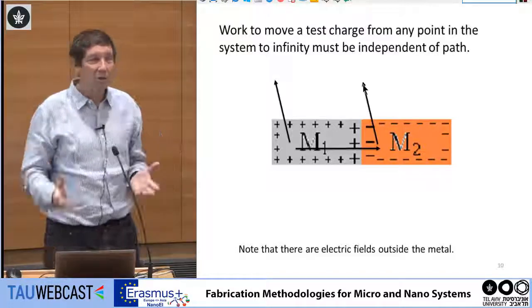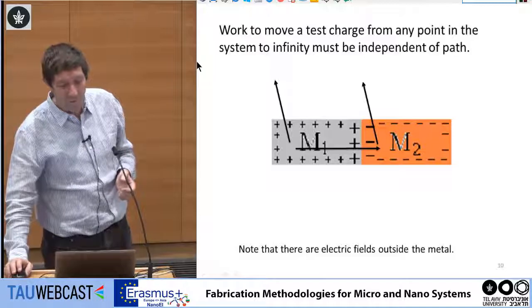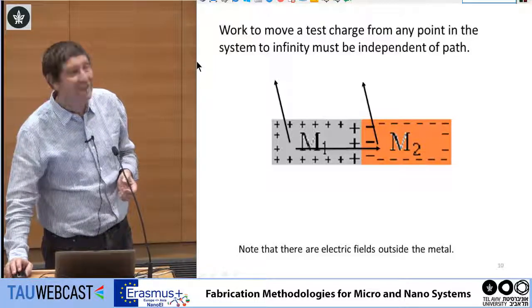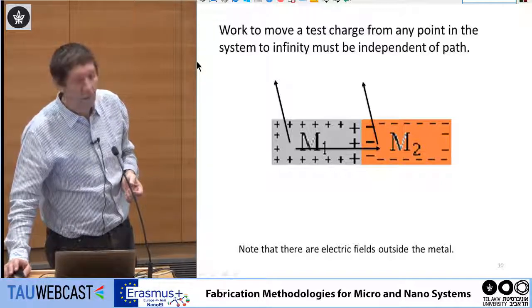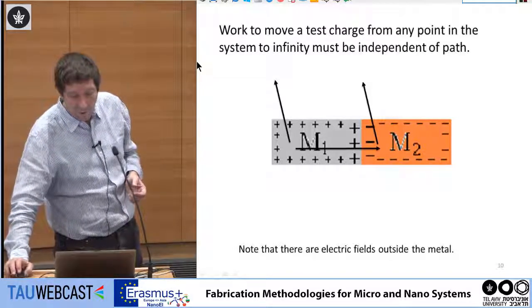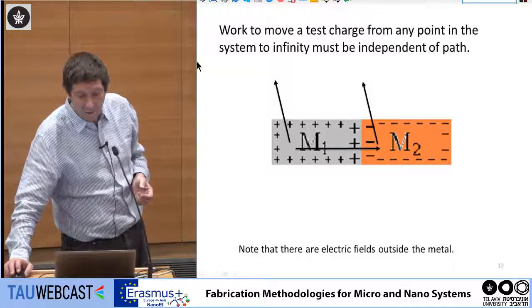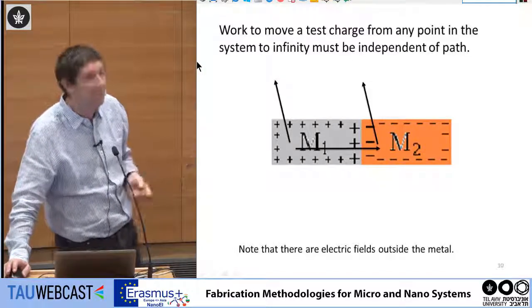Now, in engineering, we say that the potential difference between here and here is independent of whether I go from here to here or I go like this. Which means, note that there is an electric field, and note that there is an electric field outside the metal.